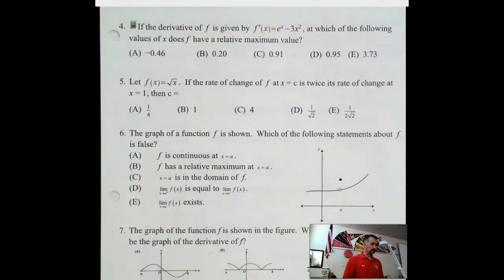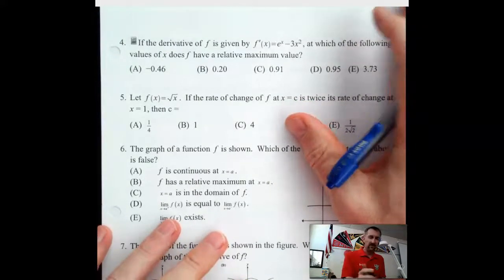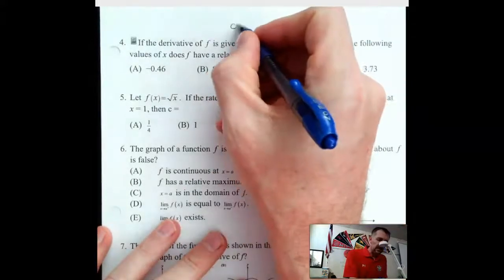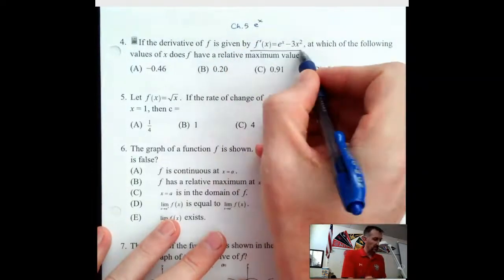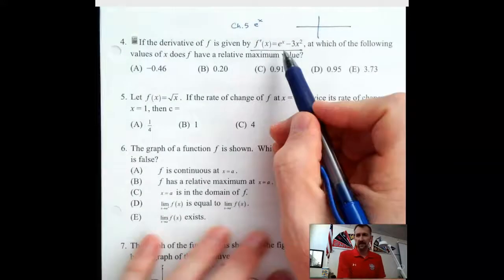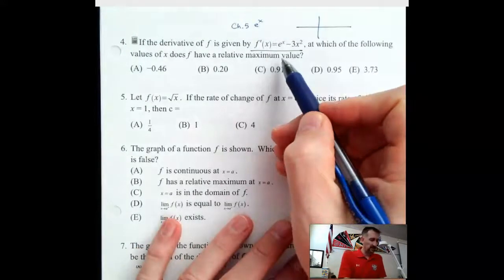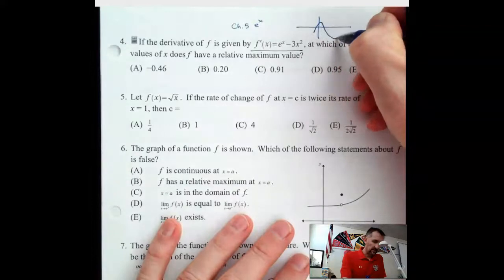Okay. Now, derivative of that is given by that. Which of the following values of x does it have relative maximum? So the same thing. Now, we're not going to see this until Chapter 5 because Chapter 5 has e to the x in it. But that's a derivative. So all you have to do is graph that on your calculator. So even though we haven't talked about e in our calculus class yet, really, we can graph that on our calculator. And if you do that, it looks something like this.